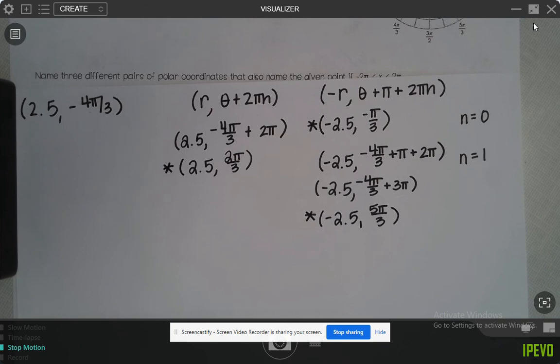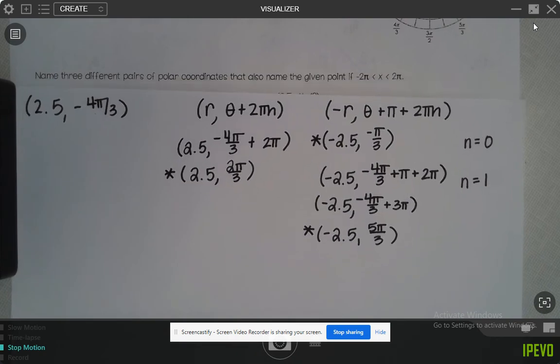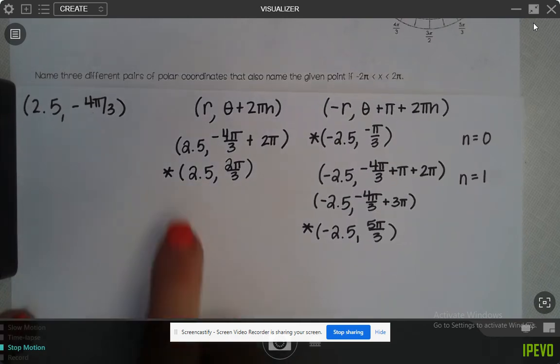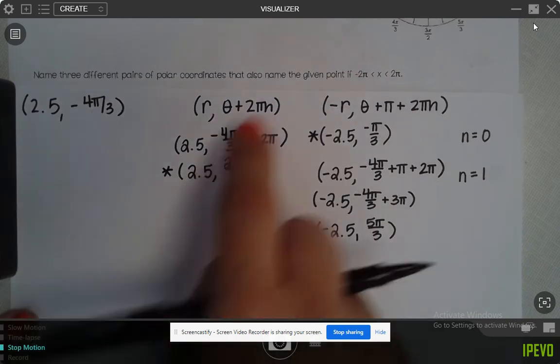You need 3 different pairs. They should all have different angles.